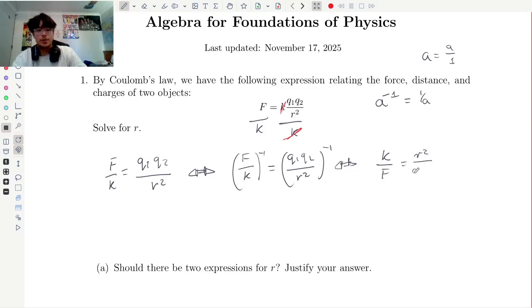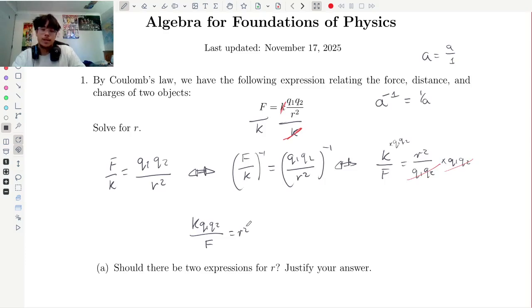squared over q1 q2. Now, I want to get rid of the q1 and q2 here. So I'm going to times both sides by q1 q2. And what I notice is that this cancels with this. And now I'm left with k q1 q2 over f is equal to r squared.